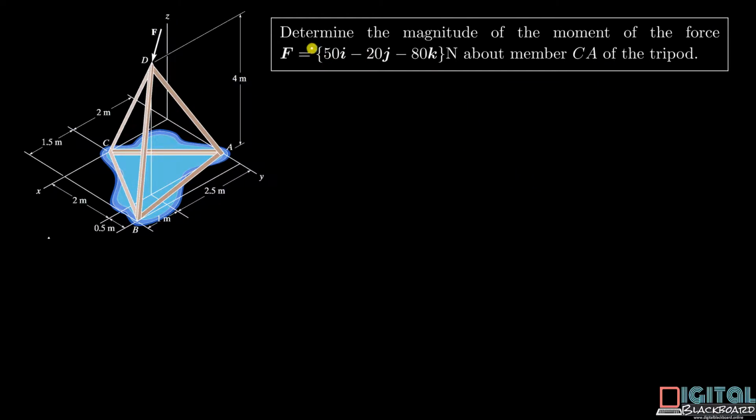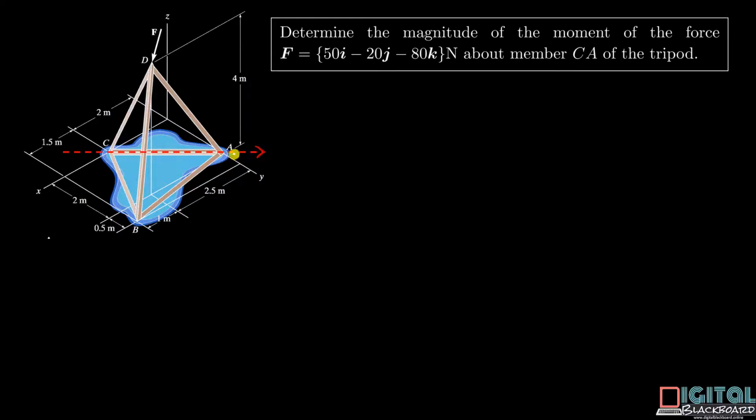Our next question: determine the magnitude of the moment of the force F, given in vector notation, about member CA of the tripod. Shown on the left is a three-dimensional tripod where we are supposed to determine the moment of the force F about the axis CA. It is important to note the direction pointing from C to A and not from A to C, and this will have an impact on the final answer.